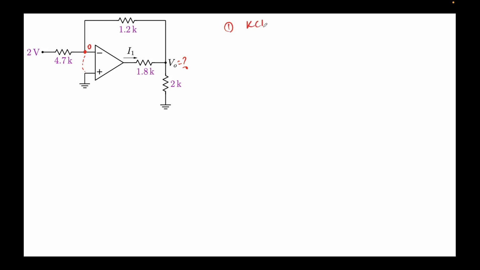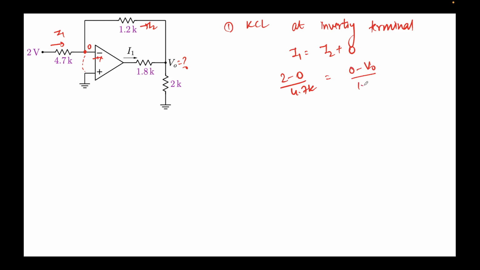We'll simply apply KCL at the inverting terminal. Assume this current is I1 and this current is I2, and there'll be no current flowing into the op amp. So I can write incoming current I1 equal to outgoing current I2 plus 0, because no current goes into the op amp. The value of I1 I can write as 2 minus 0 over 4.7k. The value of I2 I can write as 0 minus V naught over 1.2k. This will give me V naught equal to minus 2.4 over 4.7. This comes out to be slightly more than 0.5, 0.51 volts, minus 0.51, sorry.